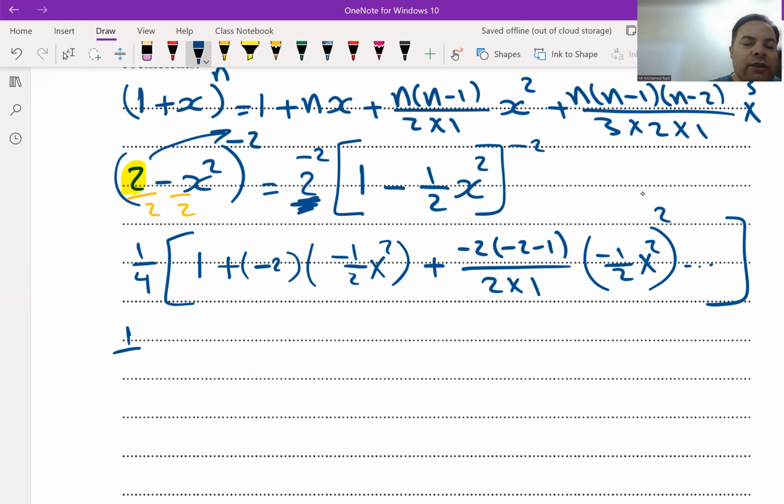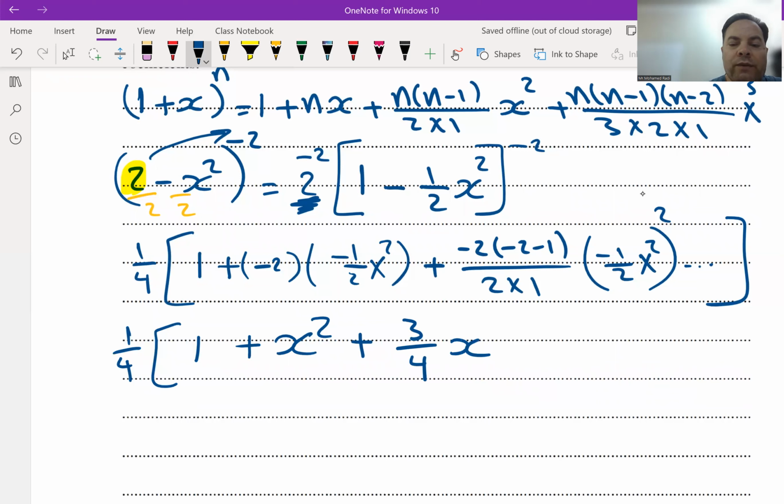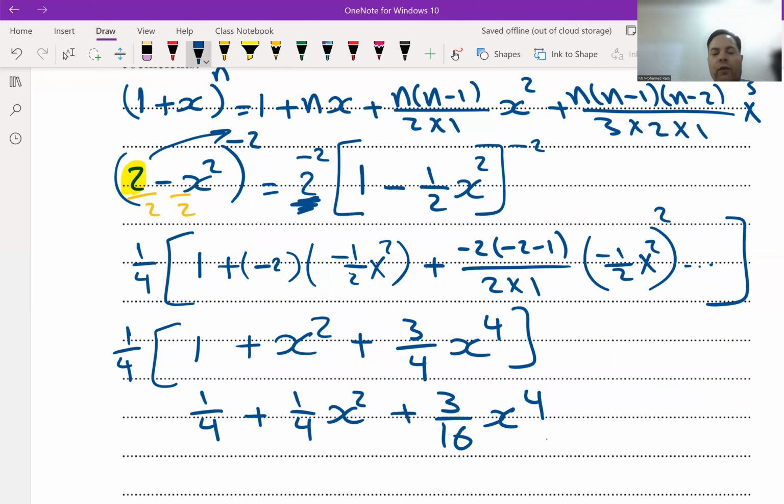Simplify the coefficients. It's 1 over 4 times: 1, negative times negative is positive, 1 half will be x squared. Simplify, cancel 2 with 2. Negative times negative is positive, cancel 2 with 2, so 3 divided by 4, x to the power of 4. Simplify: the first term is 1 over 4, the second term is 1 over 4 x squared, and the third term is 3 over 16 x to the power of 4. This is the final answer, simplified.